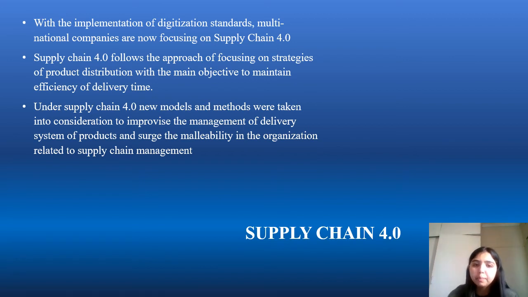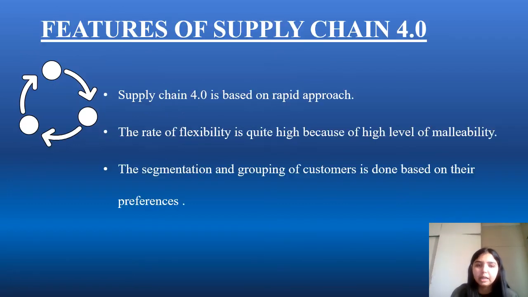We have to improve the management of delivery of product and search the malleability in the organization relating to supply chain management. So all these models, all these new methods basically help in improving the delivery time of management of supply chain management of a company.